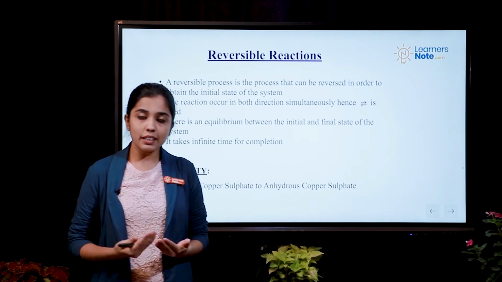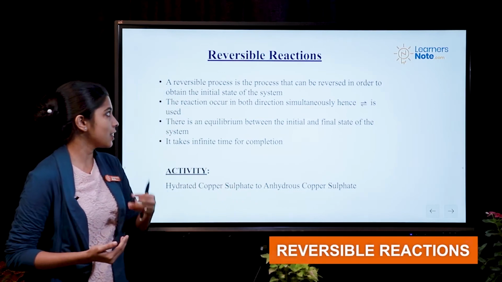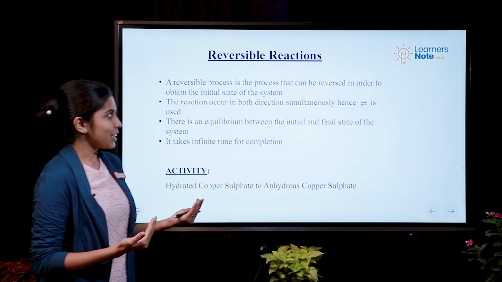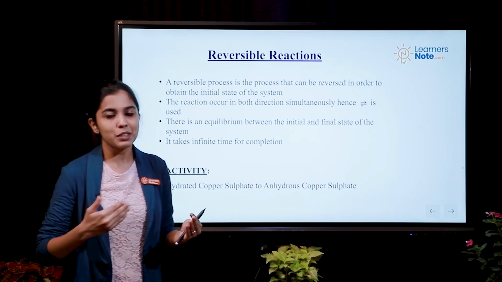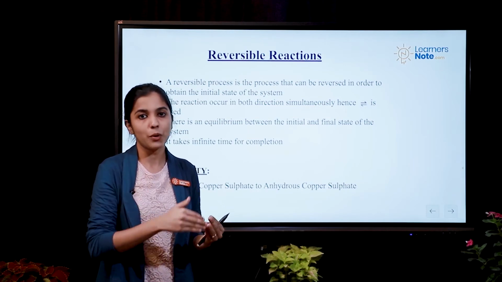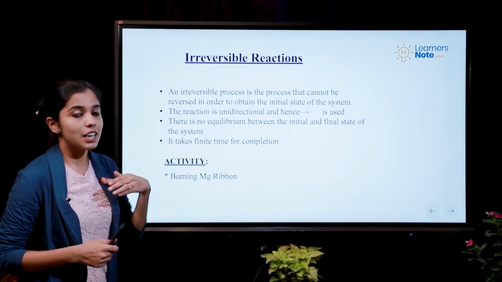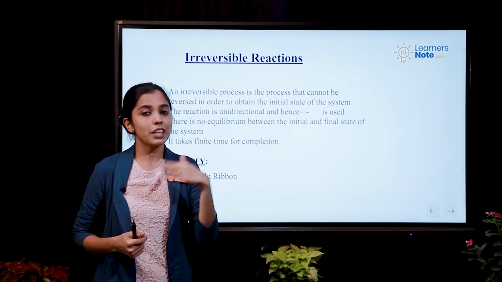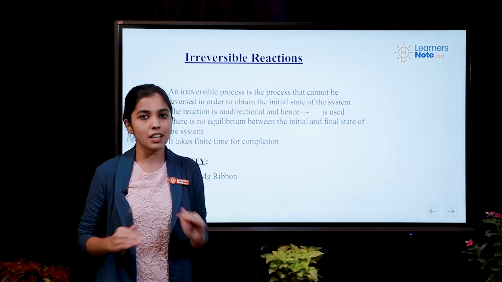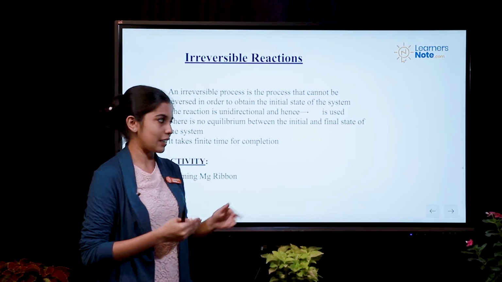Next, you can again classify reactions into 2 types. One is reversible reaction and the other one is irreversible reaction. As the name suggests, reversible reaction is the one in which you can reverse the reaction. That is, you can get back your reactants from the product. But irreversible reactions are the reactions in which you cannot get back your reactants. That is, once the reaction is done, there is nothing you can do about it. You will have to deal with the products. You cannot go back and get the reactants.